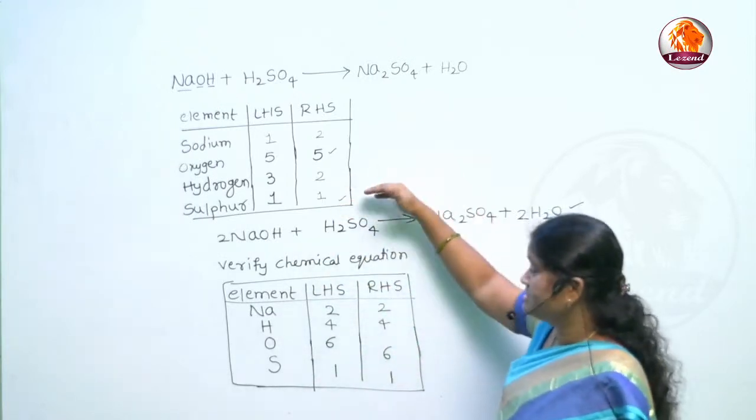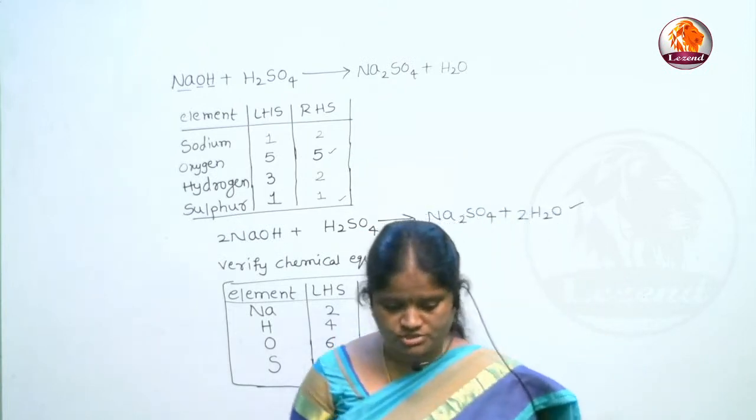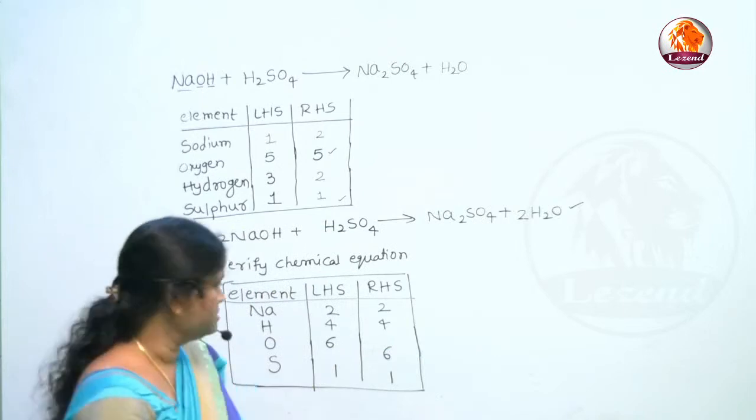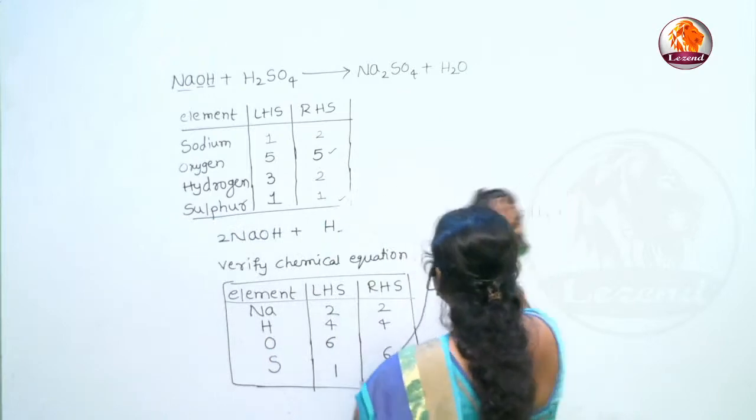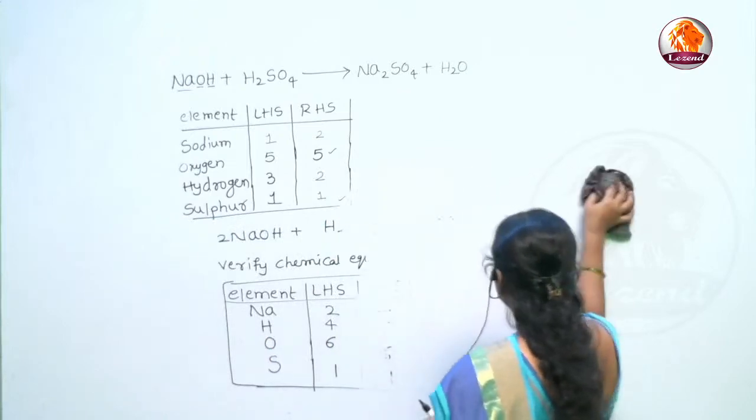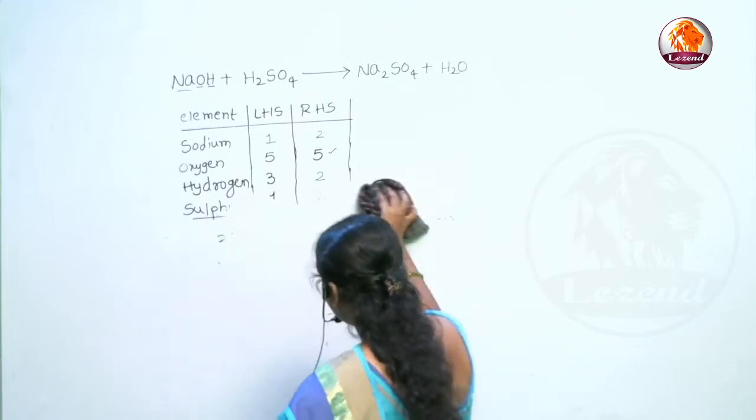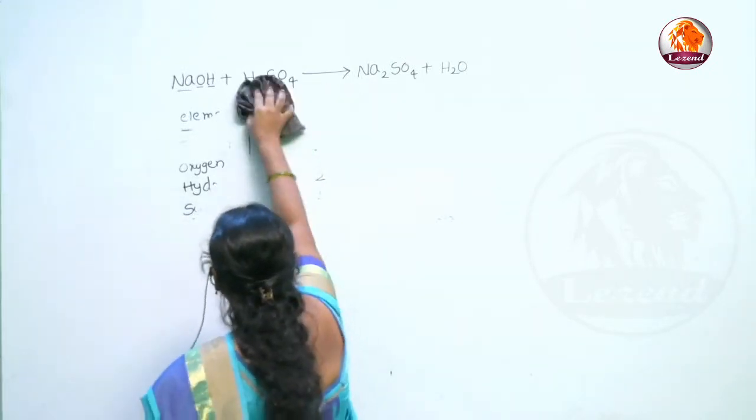So this is the process we need to follow to balance chemical equations. Okay, we have to balance many chemical equations here. So this is the equation: sodium hydroxide plus sulfuric acid gives sodium sulfate plus water. We balanced it in this way. So we have many chemical equations to balance.